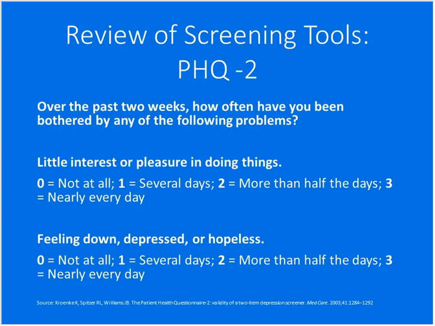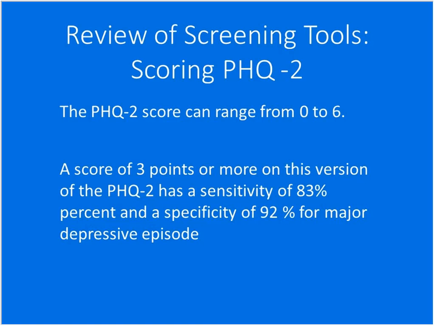So it asks 2 questions, and the questions are the first 2 questions of the PHQ-9, and you can read those questions, and you can see that there's a response option of 0 to 3. Next slide. The PHQ-2 score then can range from 0 to 6 with a score of 3 indicating a possible depression.